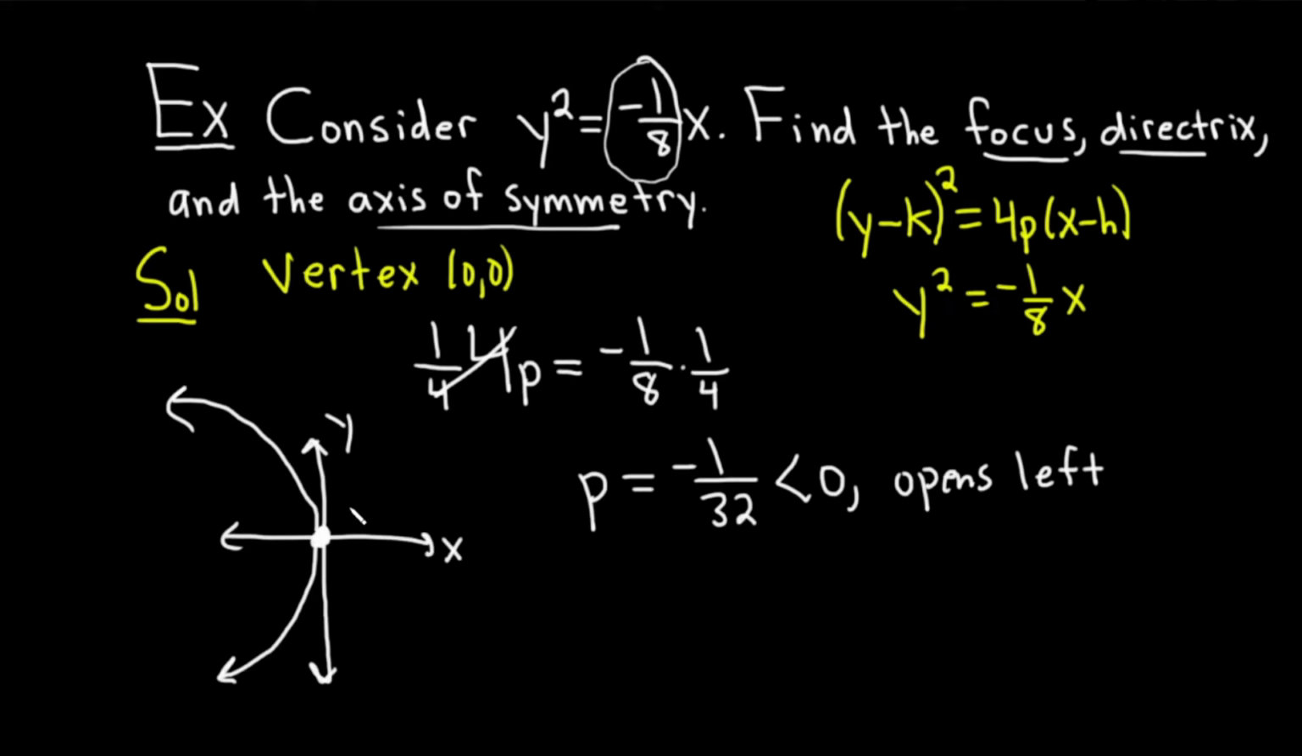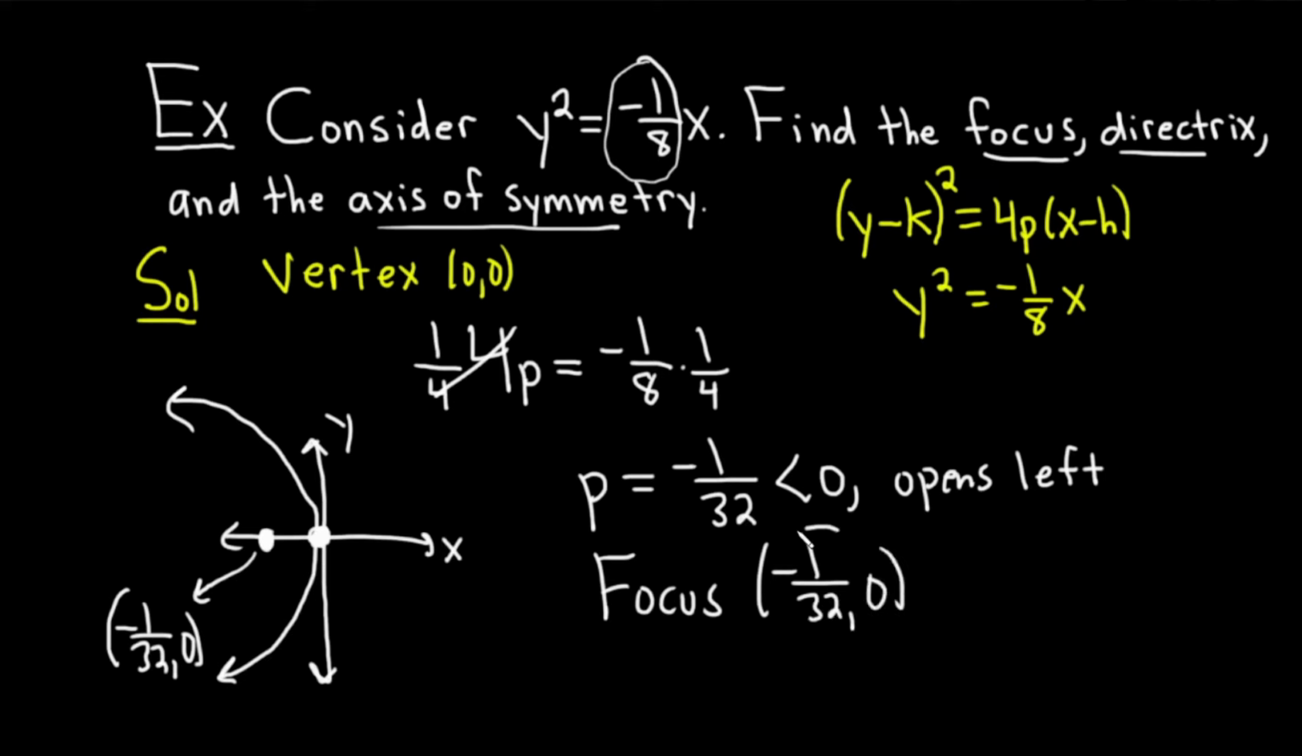The focus is going to be right here because the parabola always opens towards the focus. The distance between the focus and the vertex is always the absolute value of p. In this case, it's 1/32. So the focus is at -1/32, comma 0. It's because the x is negative there, right? Because it's opening left. That's why drawing a picture helps.